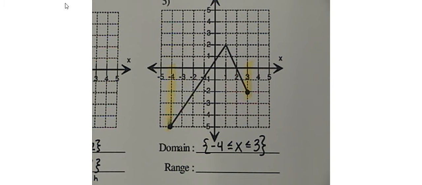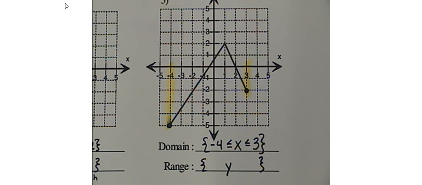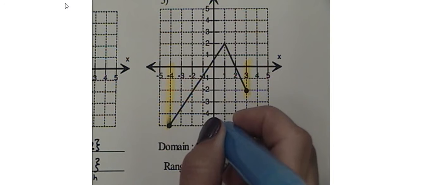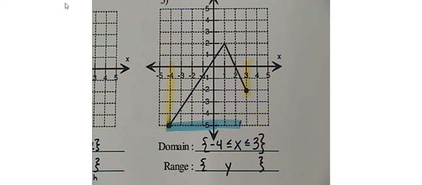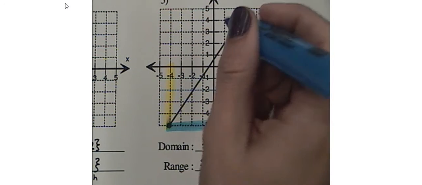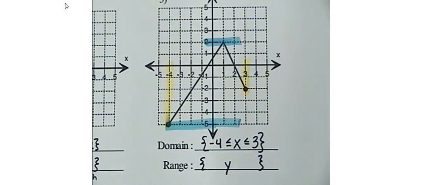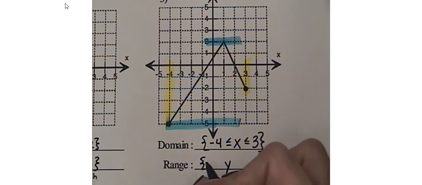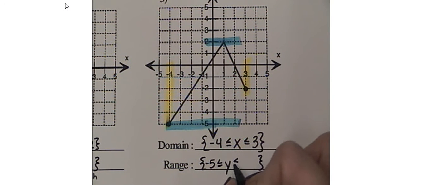So now my range is my y values, and we're going to look low towards the bottom of our graph to high, the top of my graph. So my graph starts all the way down here. What's this number? -5. And we're going all the way up here to a +2. So -5 is less than or equal to y, less than or equal to 2.